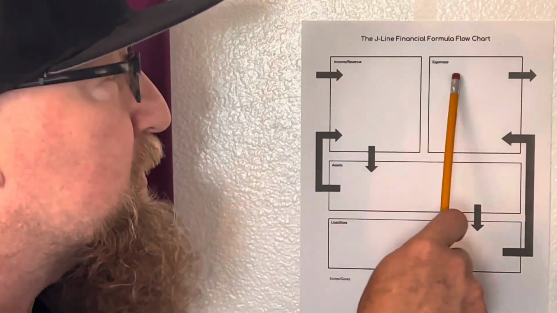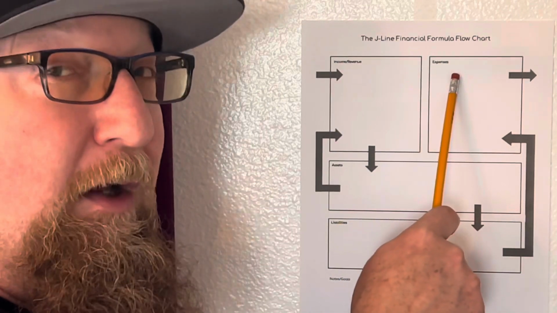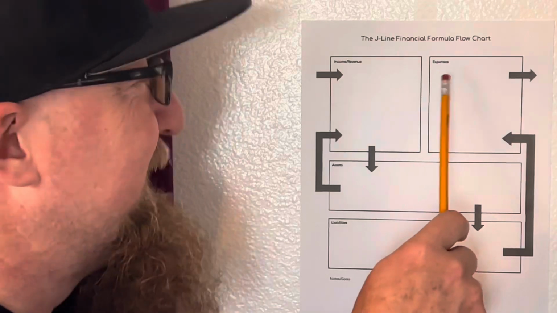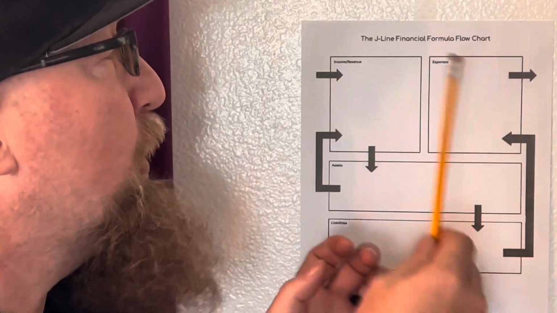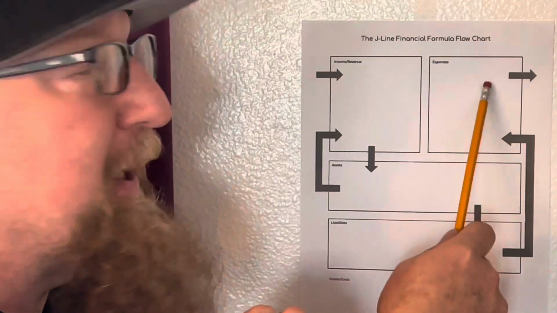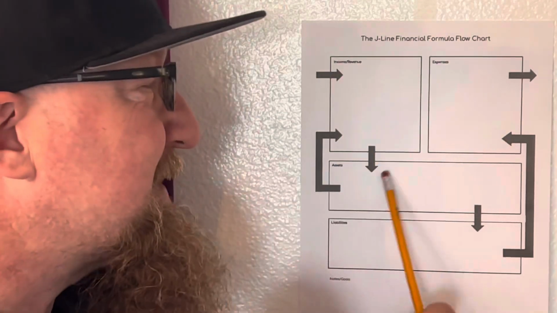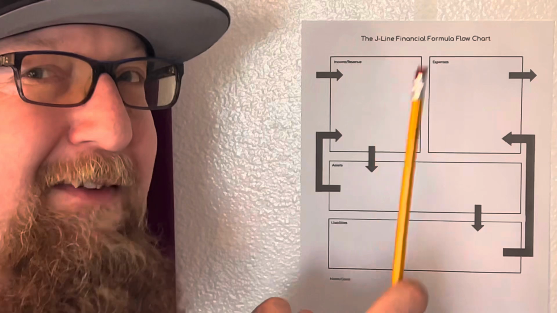But if the income goes directly to the expenses, you've failed at life. No, I'm just playing. But you're failing. You're not setting yourself up for the future. You're always going to have to work for money to pay your expenses. Until your money starts working for you, you're always going to have to work for money.